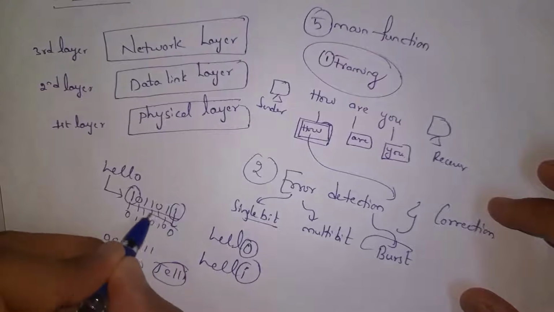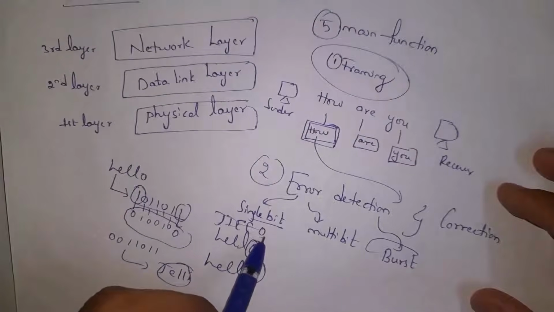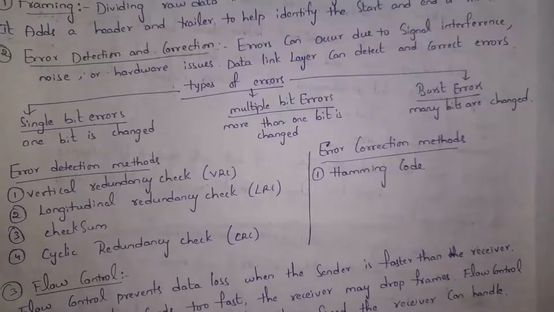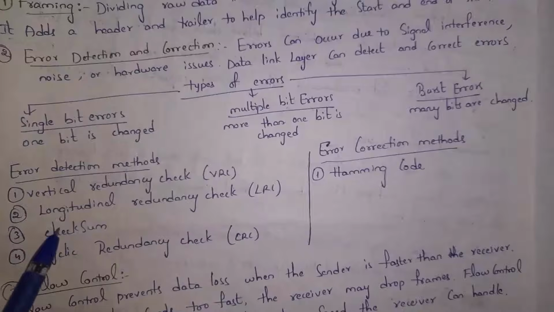So there is a complete bit change. The receiver will get wrong data like JIWO. The data link layer will handle these errors by using various kinds of methods. These methods are VRC, LRC, Checksum and CRC.